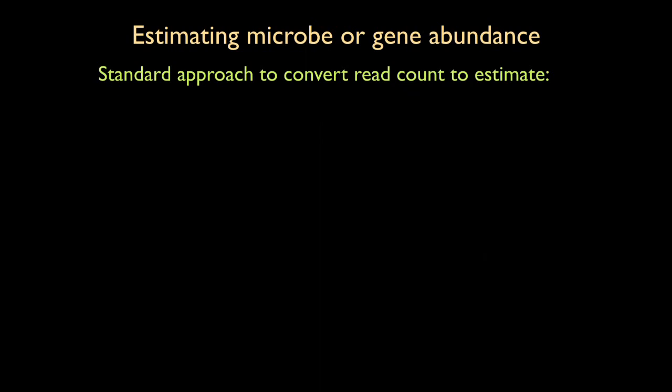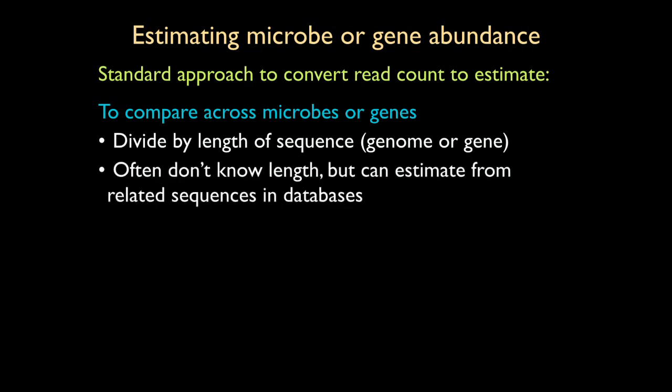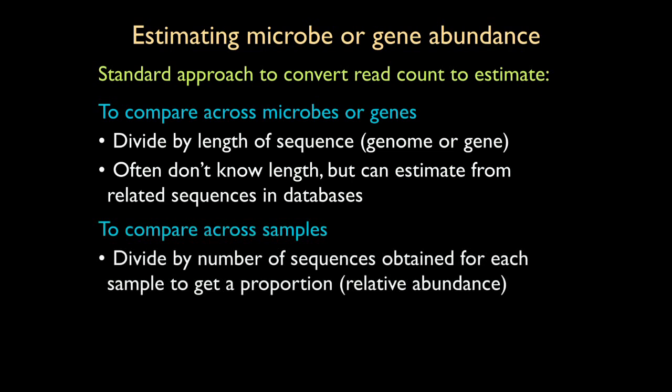So here's the standard approach, and then I'm going to explain what the problems are with it. The standard approach is to take that count, and if you want to compare two microbes or two genes, you would divide by the length if you knew it. And maybe you can estimate it from data that you have seen before. So you take a stab at estimating it. To compare across samples, you need to think about how much you sequenced. One could be sequenced more than another. We know that also from human genomics, that you would normalize by your library size. If you sequence twice as much, of course you expect twice as many reads to hit the gene.